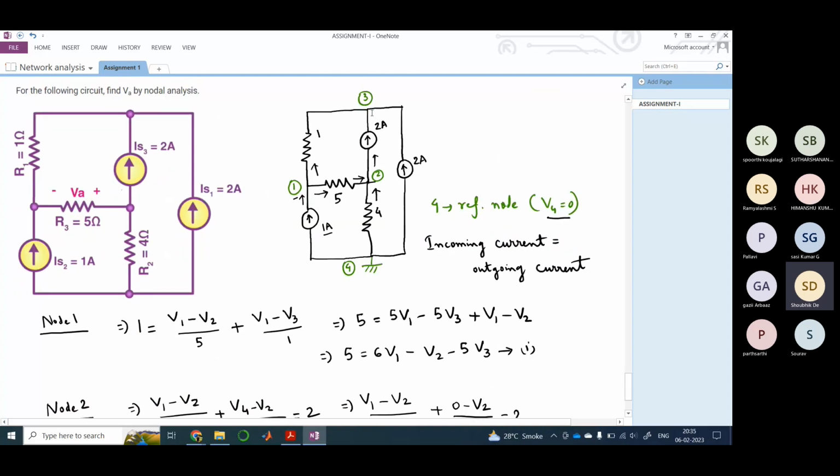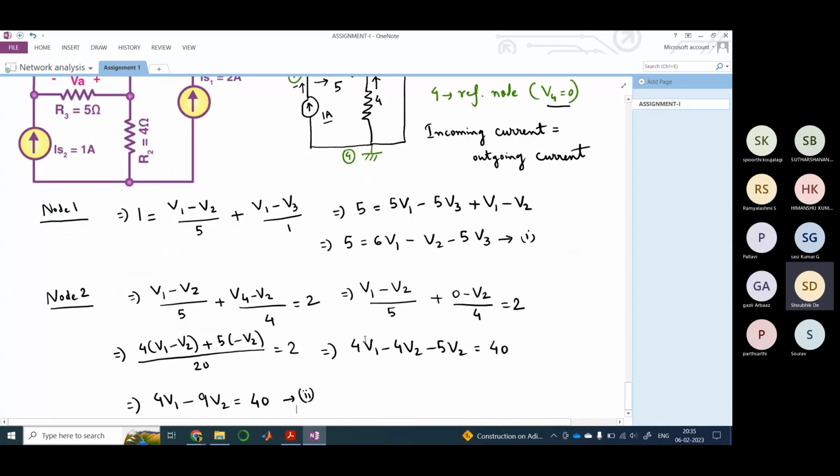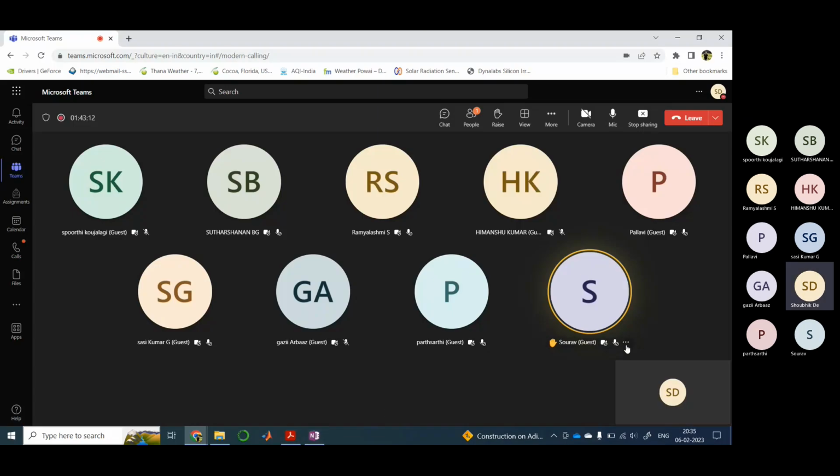Okay, so now we are left with node 3, and I will again stop here and ask you whether you have any doubt at node 2. Okay, one person has. Yes, Saurabh, you can go ahead. Sir, hello.